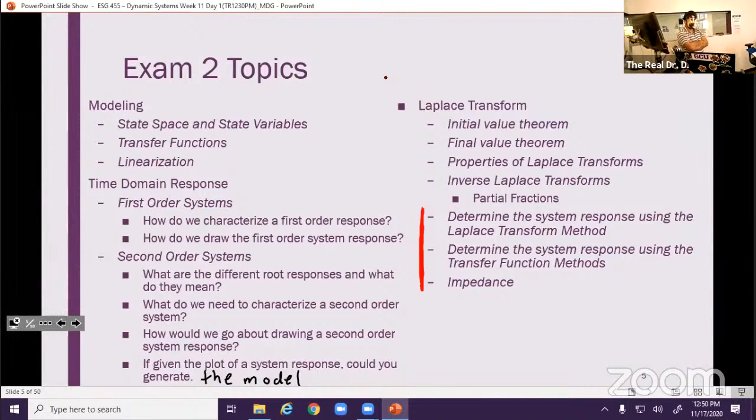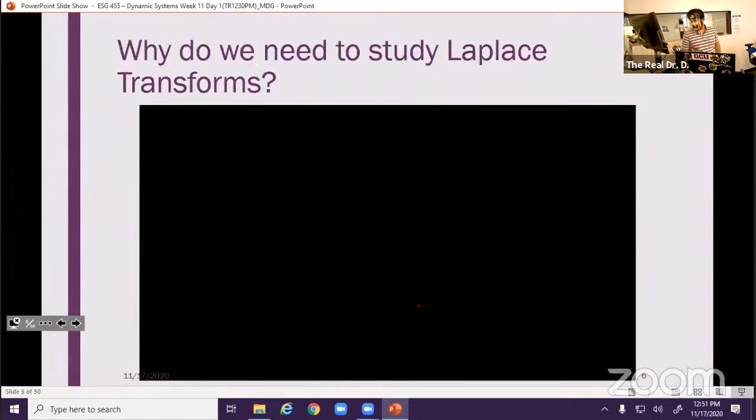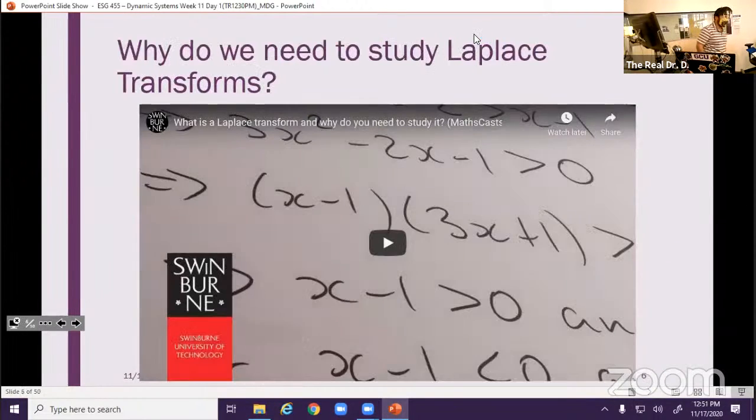You will get a Laplace transform table, and you're allowed your master sheet and your calculator. Those are the three things that you can have. The Laplace transform table will be part of the exam itself. So there's that. Any other questions? Everybody doing all right?